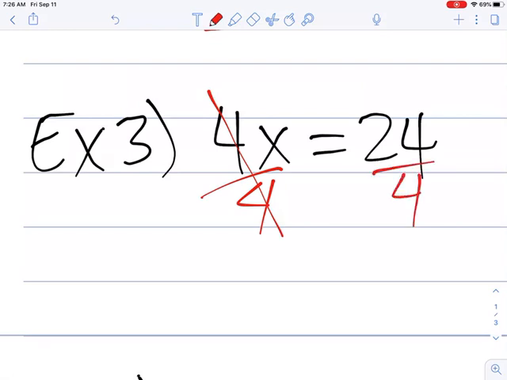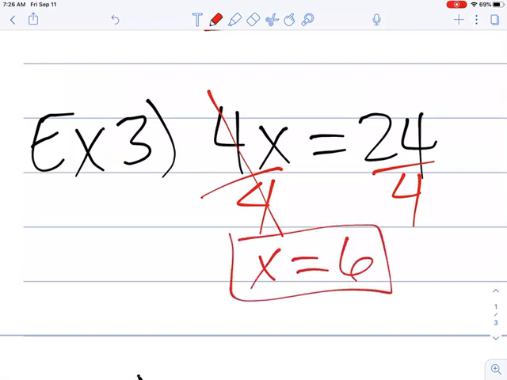So that's going to go away on the left side because 4 divided by 4 is 1. And we know that if I multiply 1 with anything, it doesn't change it. So now I've got x alone is equal to 24 divided by 4, which is 6.